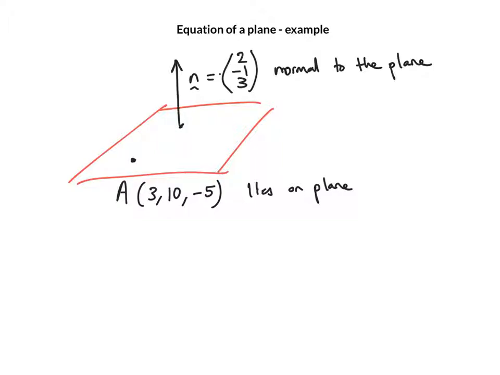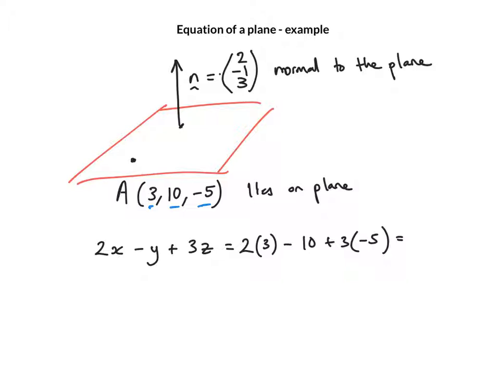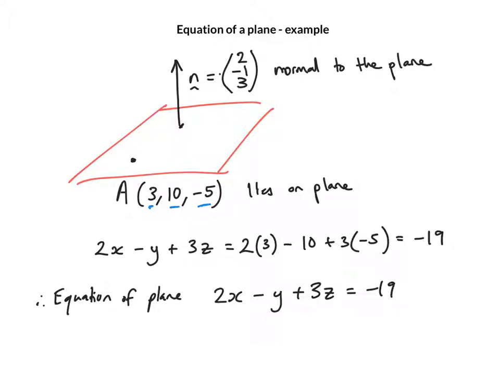All we have to do to find the equation is take the components of the normal, and they are going to be the coefficients of x, y, and z. So we're going to say that 2x minus y plus 3z is equal to, and then we write the same thing again, but we substitute in the point A. So 2 multiplied by 3, minus 10, plus 3 times -5. If we work that out, we should get -19. And so the equation of the plane, if we write it out in full, is 2x minus y plus 3z equals -19.